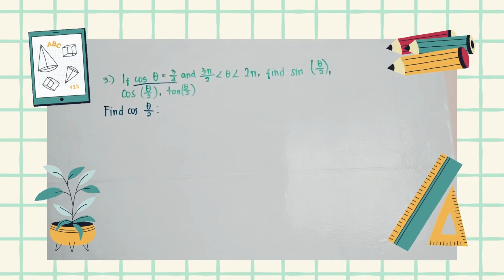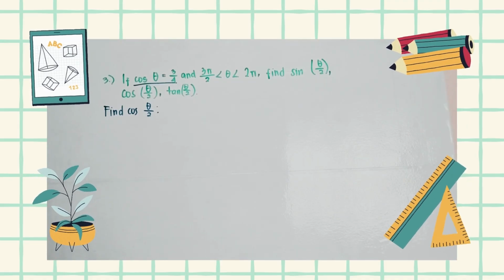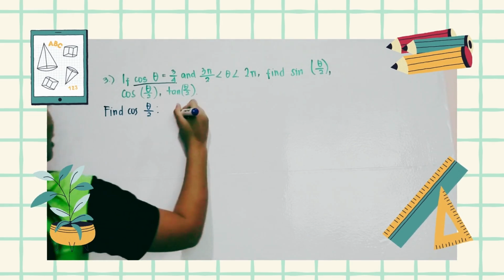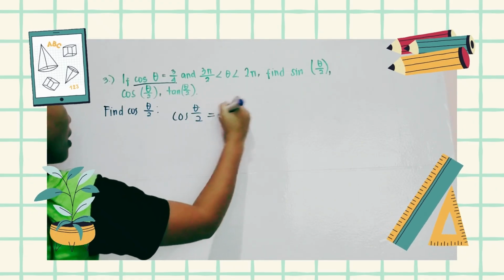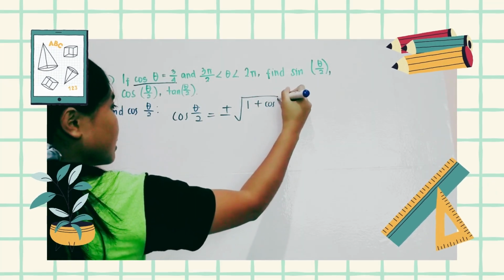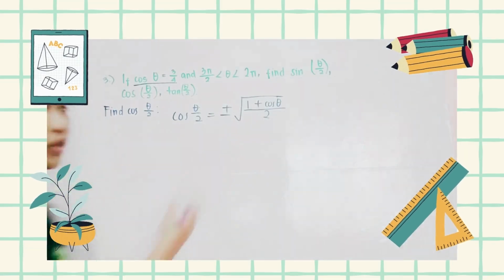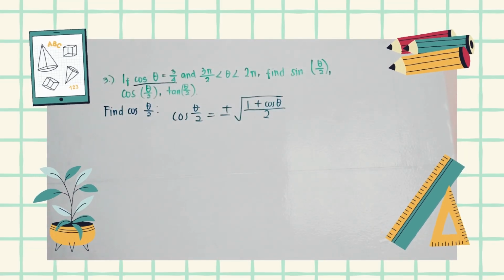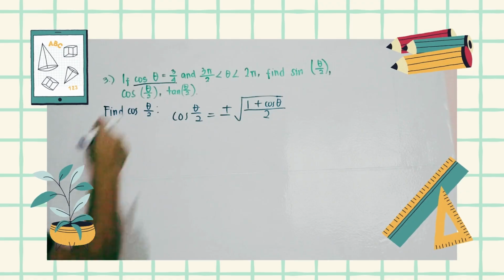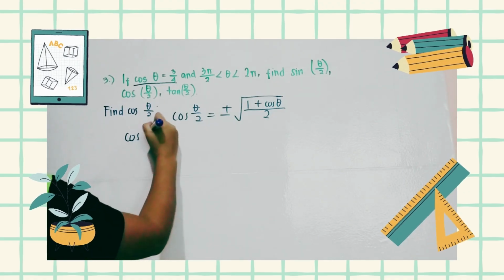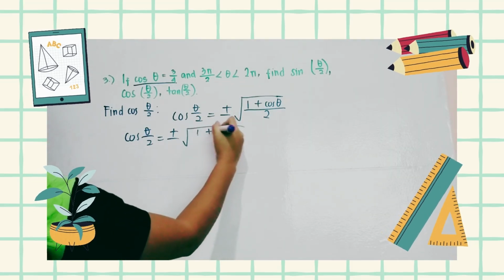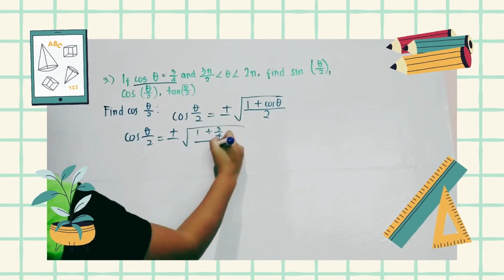Next, we are going to find cosine theta over 2. So, what's the cosine half angle formula again? Yes. Cosine theta over 2 is equal to plus minus the square root of (1 plus cosine theta) over 2. Now, substitute the value of cosine theta into the equation, which is equal to 3/4. Now we have cosine theta over 2 equals plus minus the square root of (1 plus 3/4) over 2.